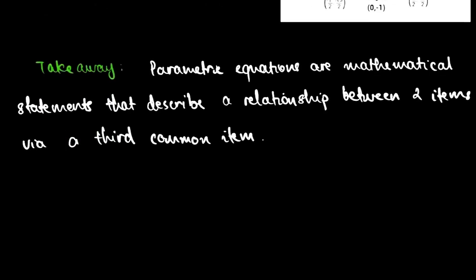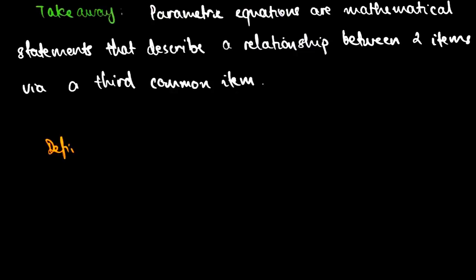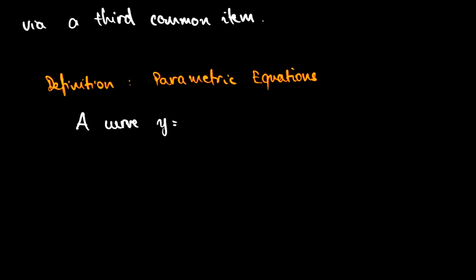So let me give you the formal definitions. This is for parametric equations. A curve y equal to f of x. Remember, you see the word that I use, just a curve, not a function. We haven't talked about functions just yet, just equations and curves.